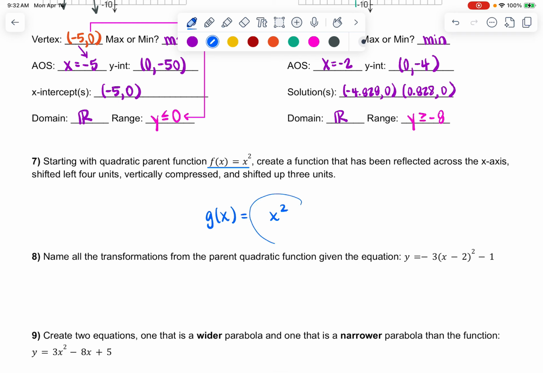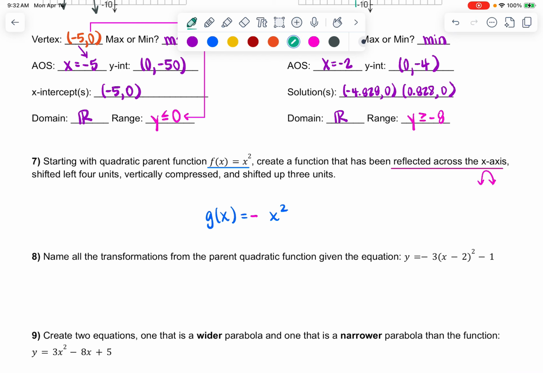So this is technically our parent function, and I'm going to try to color code this so you can see what's happening here. So we want one that's been reflected across the x-axis. Well, that, of course, means it needs a negative in the front, right? That means it's upside down, right? When you reflect it across the x-axis, it's opening down, so we need that negative in the front.